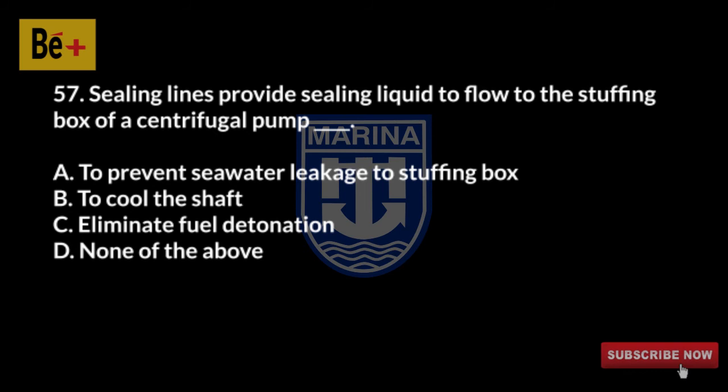Sealing lines provide sealing liquid to flow to the stuffing box of a centrifugal pump: A. To prevent seawater leakage to stuffing box. B. To cool the shaft. C. Eliminate fuel detonation. D. None of the above. The answer is B. To cool the shaft.